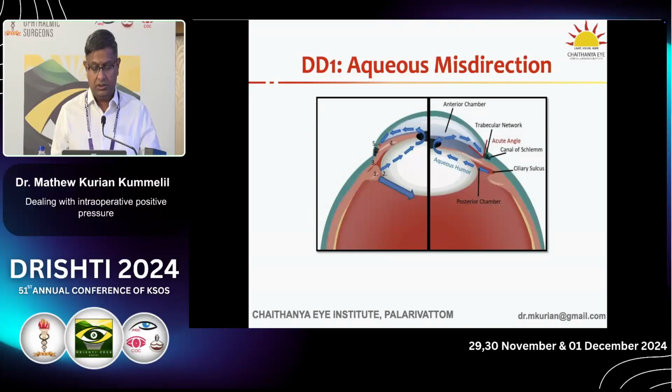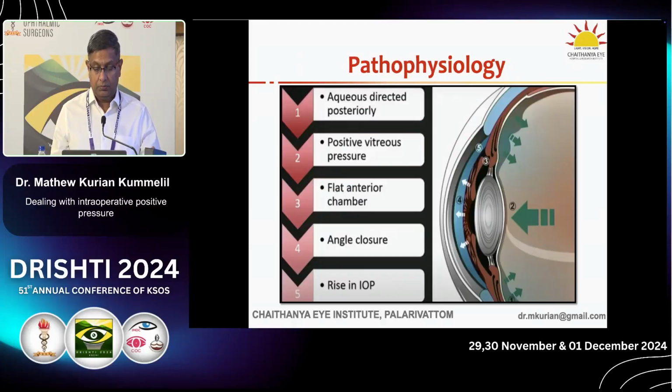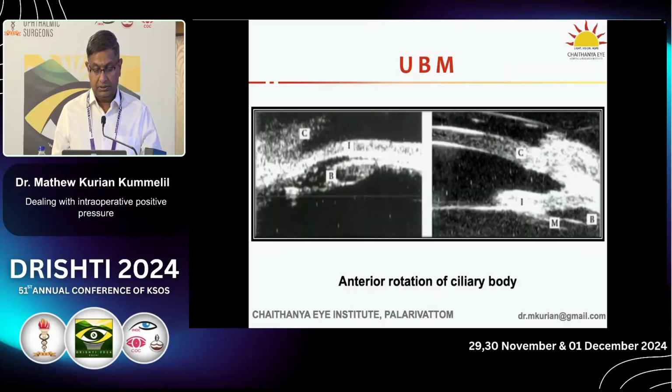The commonest cause is aqueous misdirection, where normally the ciliary body is rotated posteriorly and there is adequate space for the fluid to go through the angle. But here it goes into the Berger space and pushes the lens iris diaphragm entirely forward and causes a pupillary block. This results in a flat anterior chamber, angle closure, and eventually raised IOP, which needs to be managed.